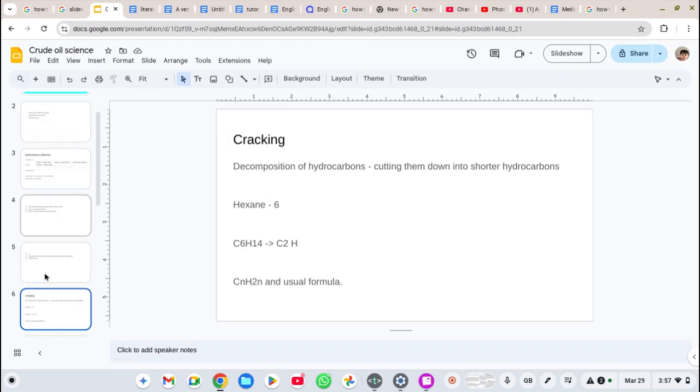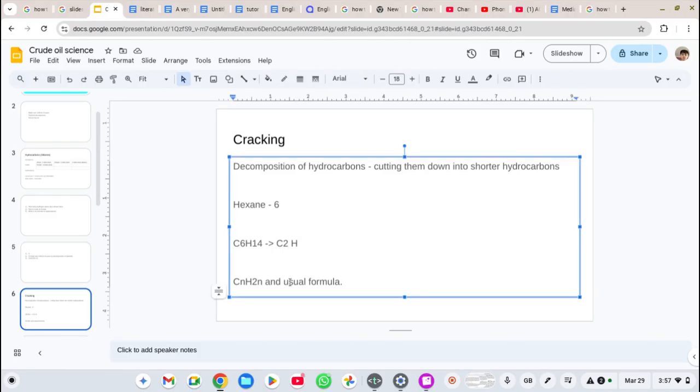So, you need to cut them down into shorter chains. How do you do that? Cracking. Decomposition of hydrocarbons. Cutting them down into shorter ones. For example, hexane, 6 carbon atoms. And then you cut that down into some stuff.